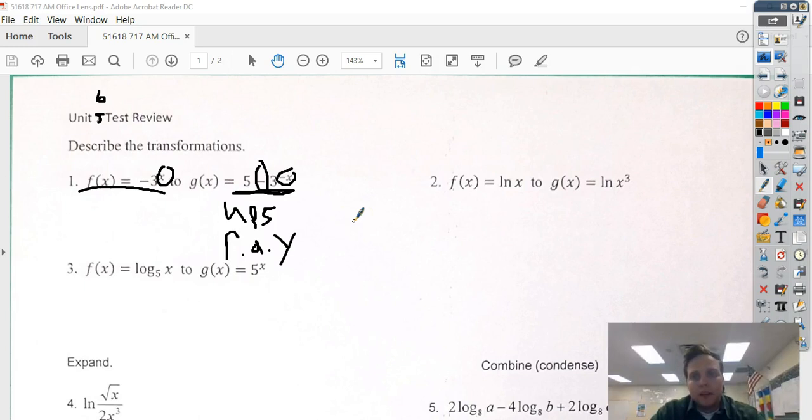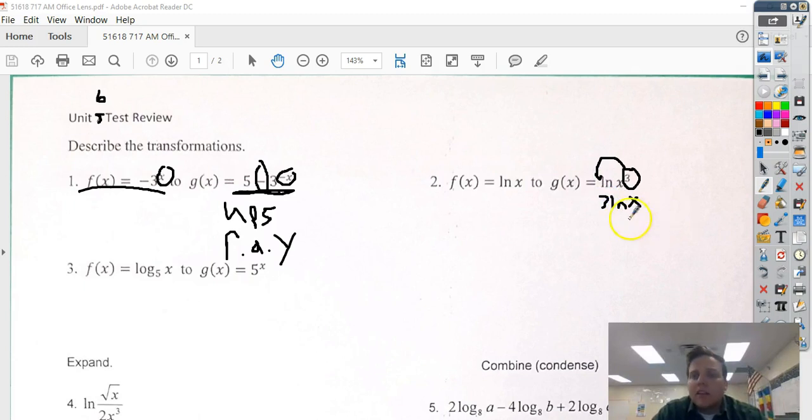Okay, so that's it. Okay, so this one's tricky, all right? This one over here is a tricky question. All right, so we have the natural log of x changes to the natural log of x cubed. Okay, think about it for a second. When we think of the power property of logs, if I wanted to, how could I move this 3? That's right, I can move it out to the front and make it 3 natural log of x.